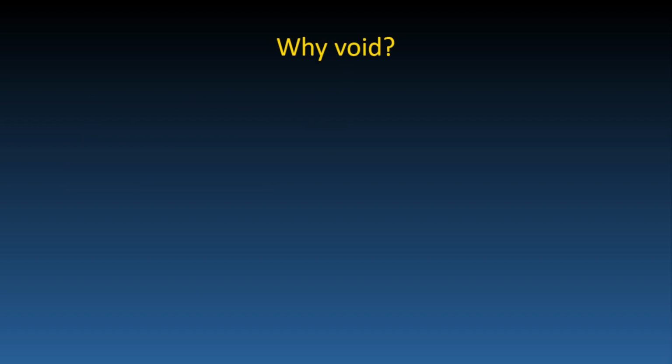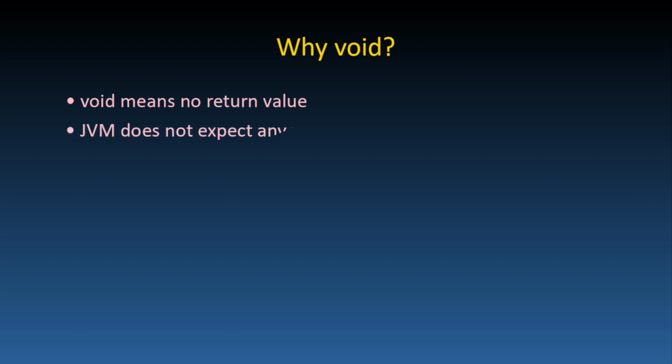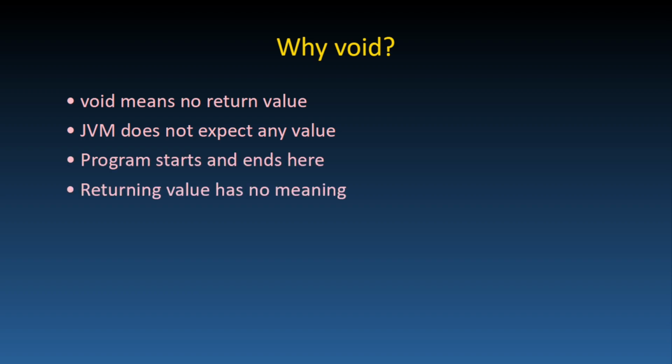Now let's talk about void. Void means the method does not return anything. The JVM does not expect any value from the main method. The program starts from the main method and ends there. So returning a value has no meaning. That's why the return type is void. It means we don't have to return anything.